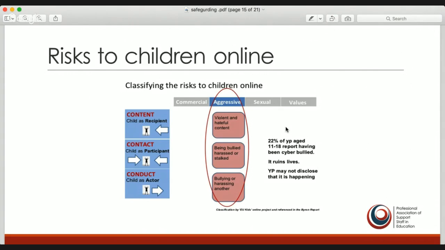If you look over to the right hand side, where it gives you some statistics, 22% of young people between the ages of 11 and 18 report having been cyberbullied. And as it says there in the middle, it ruins lives. It really ruins lives. So please make sure that we are vigilant to this and use our school systems to control as best as we can the online activity of the young people in our care while they're in our schools.